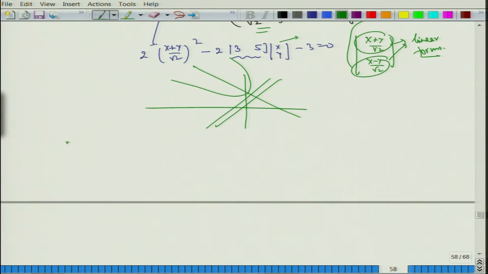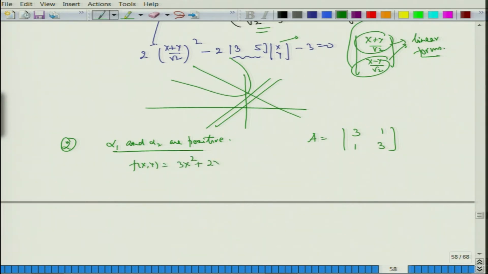So, the second case will be alpha 1 and alpha 2 are positive. I would like you to try that out yourself. You can take the matrix A as say 3 1 1 3, fine, or let it be 3 itself, so that you get symmetrical, you can understand it easily. Look at different cases, so construct the examples yourself. What I am saying is that you take f of x y as 3x square plus 2xy plus 3y square, fix this part, and in this part keep changing, all right.